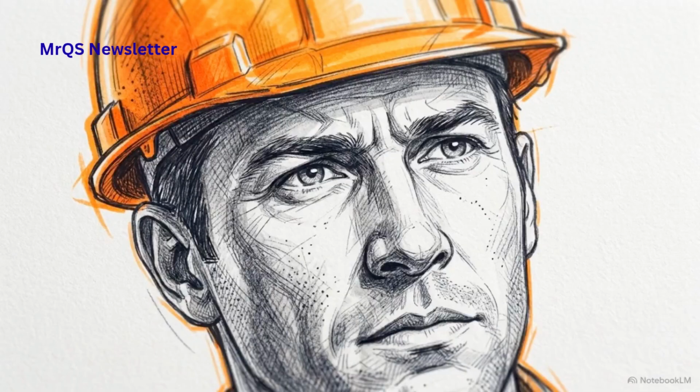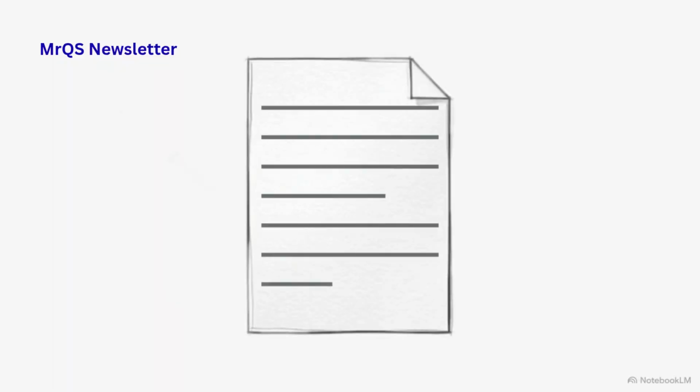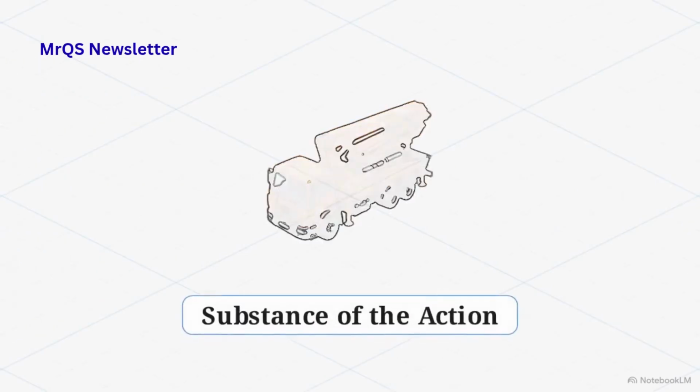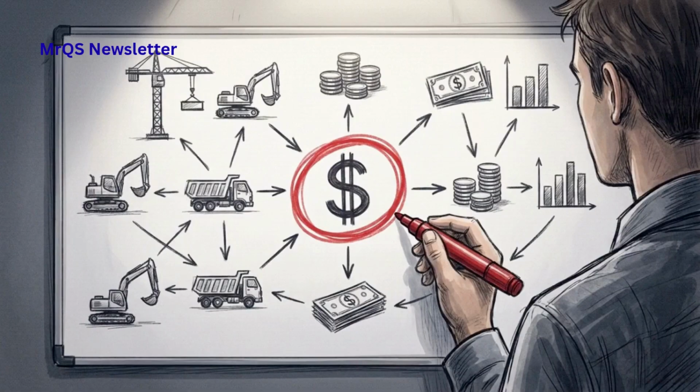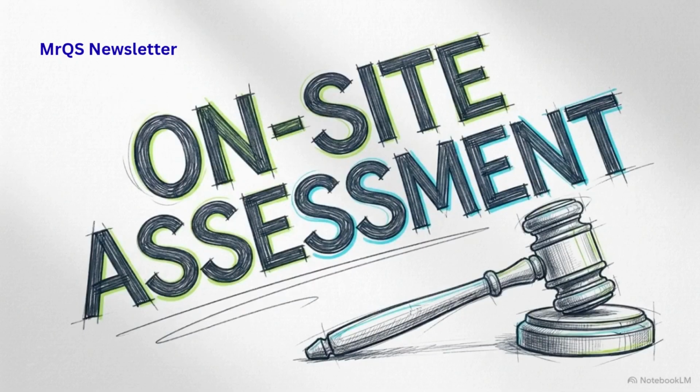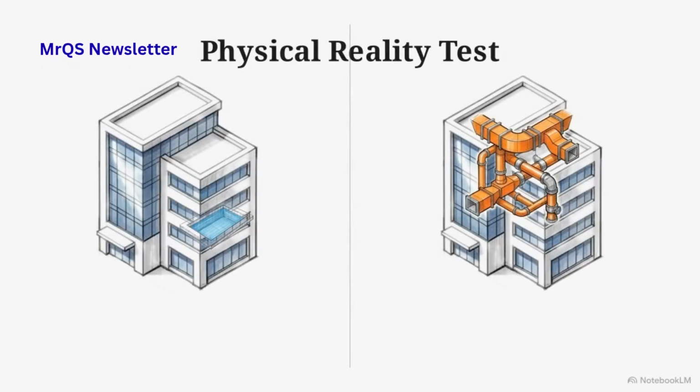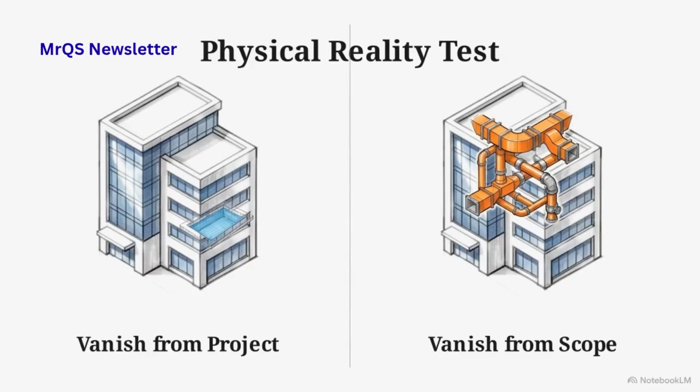This is where the strategy must shift. If the contract no longer explicitly protects you, the defense moves from the wording of the clause to the substance of the action. You stop looking at what the text forbids and start preparing to challenge the way the employer is using their contractual power. To do this, we use a standard of evaluation often used by tribunals, the physical reality test. We look past the paperwork to the physical site to answer one question. Did the work vanish from the project, or did it only vanish from your scope?